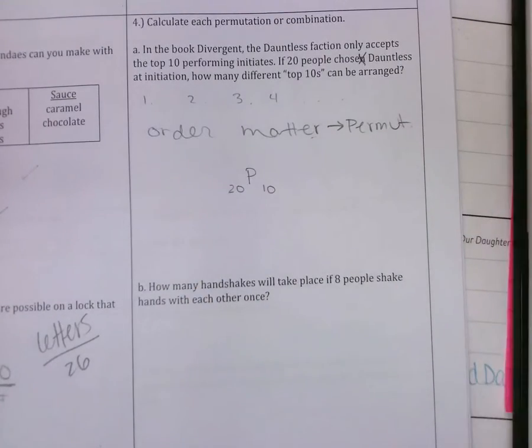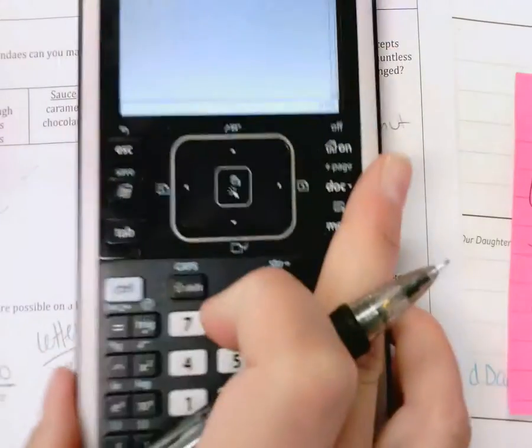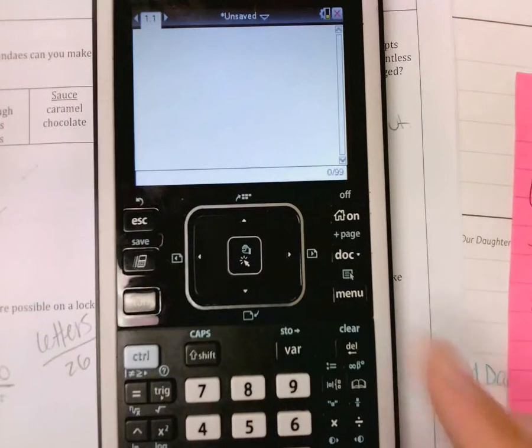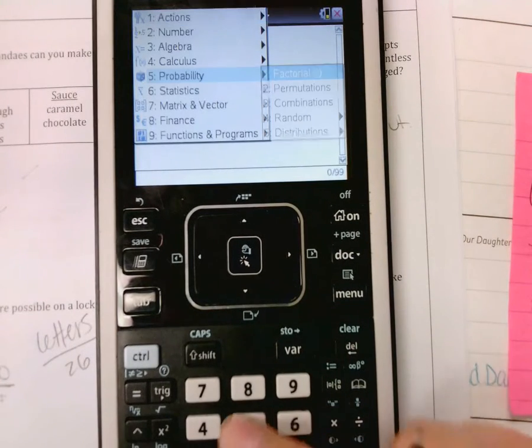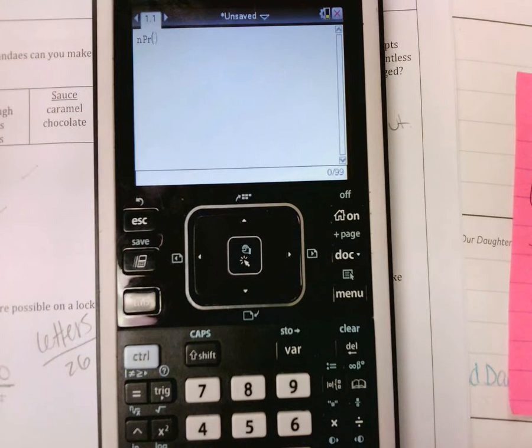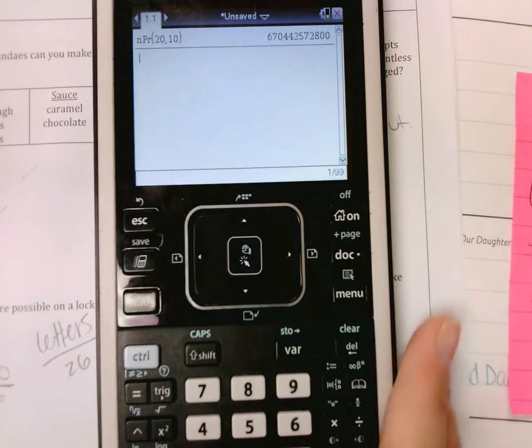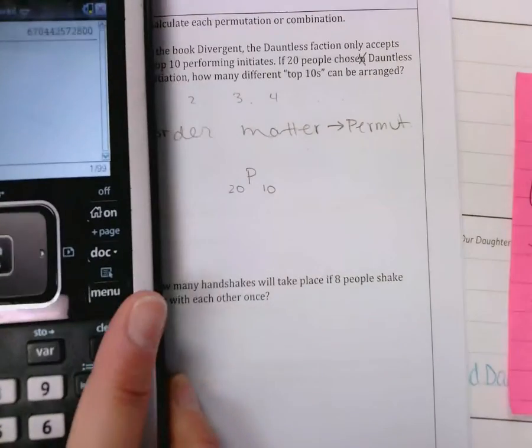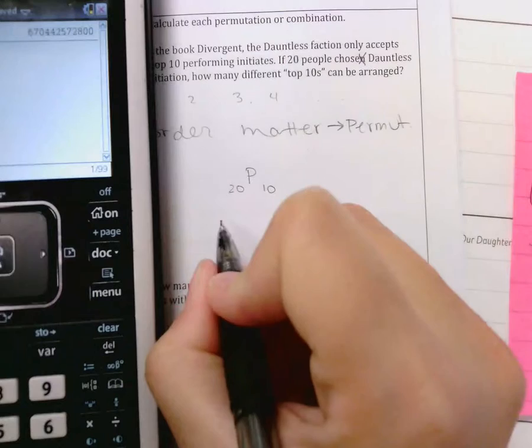Now for this one, you can use your calculator. How do we pull it up on our calculator again? You're going to do menu, probability, and then number 2 is permutations, 20 comma 10. The first one's N, right? Like it's nPr. Yeah, the first one's N. So it's like the number total.